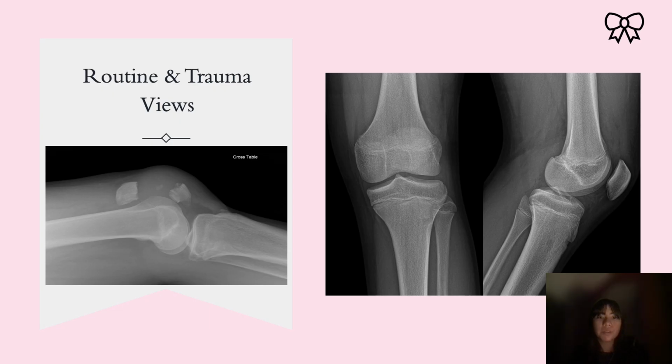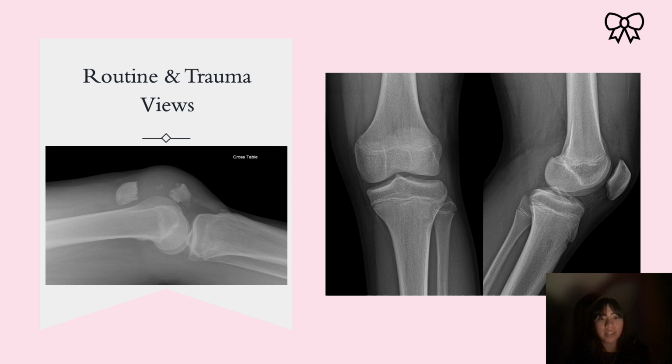So for trauma views, it is AP and cross-table lateral. Routine views are an AP, internal oblique, external oblique, and a lateral. A 10 by 12 image receptor is used. Central ray is a half inch below the apex of the patella, except for the lateral, which is a half inch distal to the medial epicondyle.